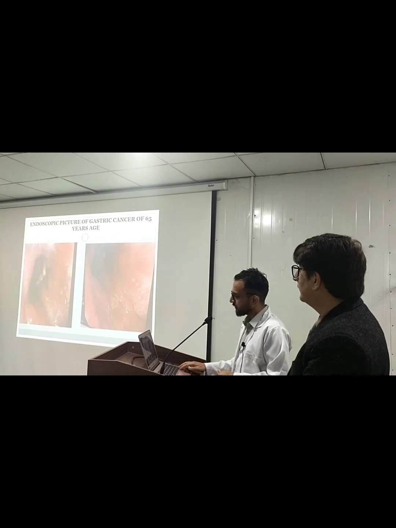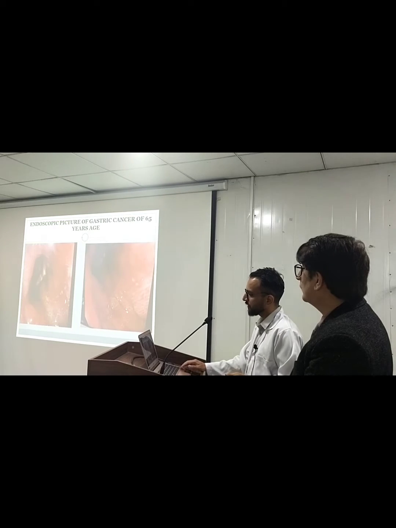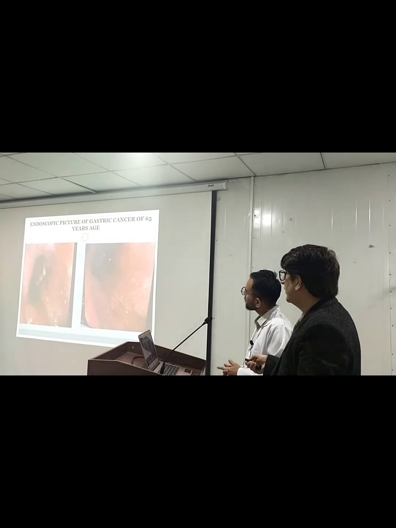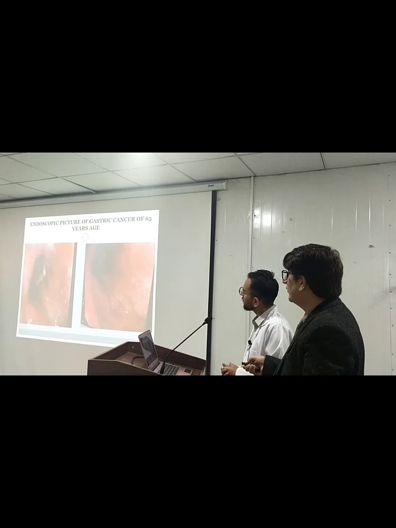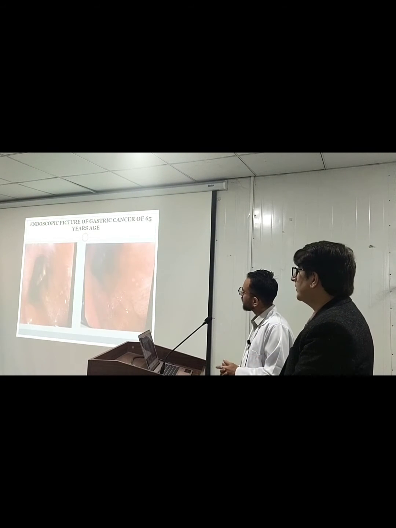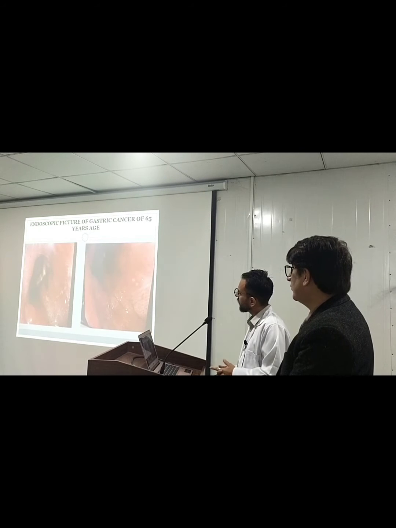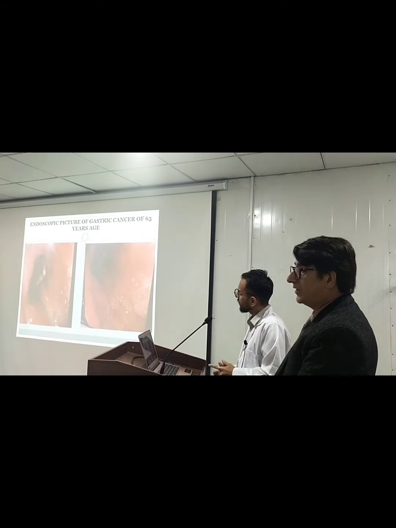Next one is an endoscopic picture of a gastric cancer in a 65-year-old. This is all about the cancer, which extended up to the pylorus. This patient also presented with postprandial fullness, vomiting, weight loss and anorexia. The patient's biopsy report later turned out to be poorly differentiated adenocarcinoma.